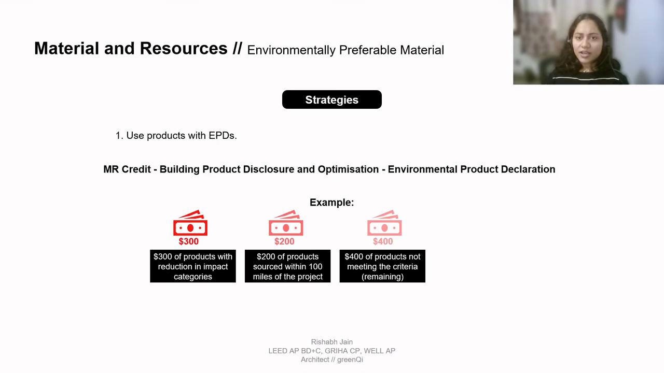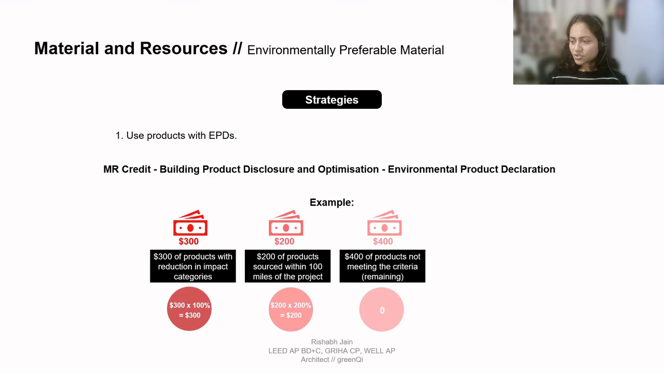So again, let's look at it from an example. Again, this will not come in the exam as a calculation, but just to understand the evaluation. So you have, let's say, $300 worth of products with reduction in impact categories, and $200 worth of products sourced within 100 miles of the site. And again, the rest of the products, like $400 worth of products, they're not meeting the criteria. They are the rest of the products of the building.